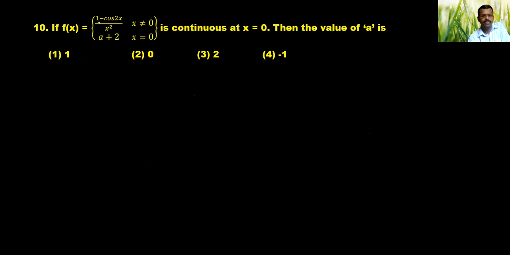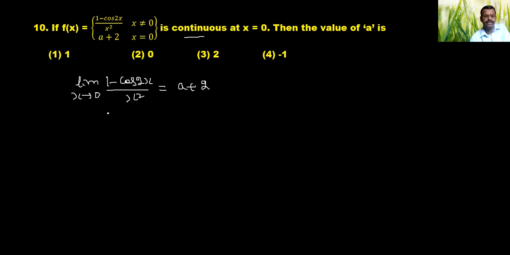If f of x equals (1 minus cos 2x) by x square for x not equal to 0, and a plus 2 for x equal to 0, is continuous at x equal to 0, then the value of a is. So already they mentioned it is continuous. Therefore, the limit should be equal to the real function value. That is, limit x tends to 0 of (1 minus cos 2x) by x square is equal to a plus 2. Here you can apply either the formula or the L-Hospital rule.